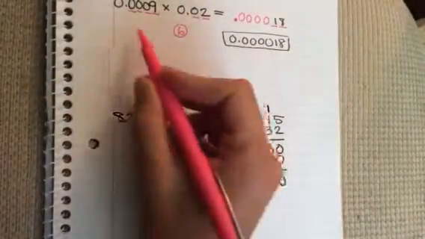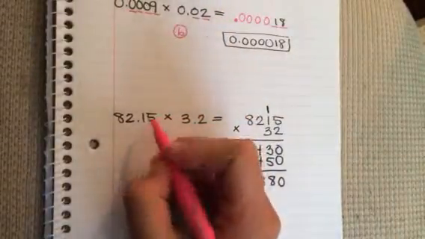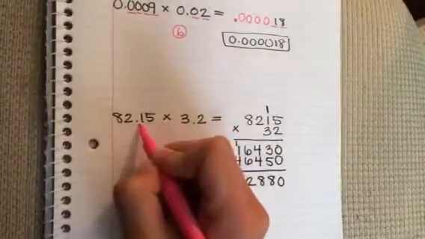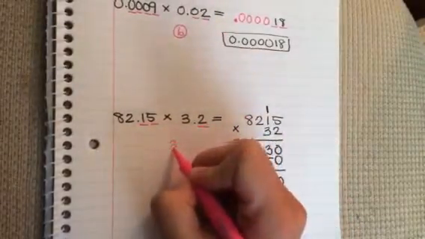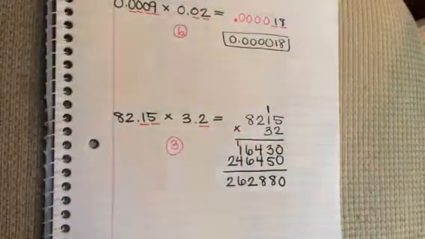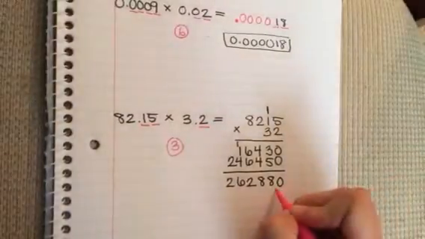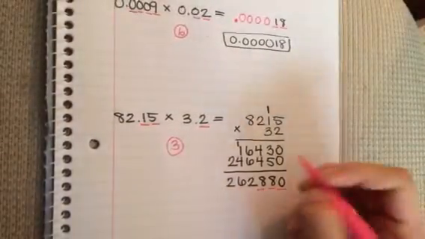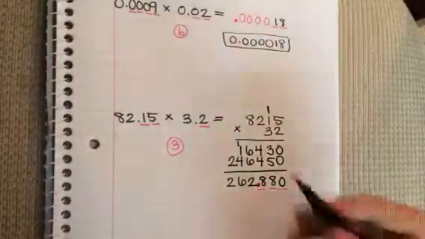So just like in this easier problem, I'm still going to do the same thing. I'm still going to count how many digits are to the right of the decimal point. I have 1, 2, and over here I have 1. So altogether I have 3 digits to the right of the decimal point. So my product also needs 3 digits to the right of the decimal point. 1, 2, 3, and then I can go ahead and place my decimal.